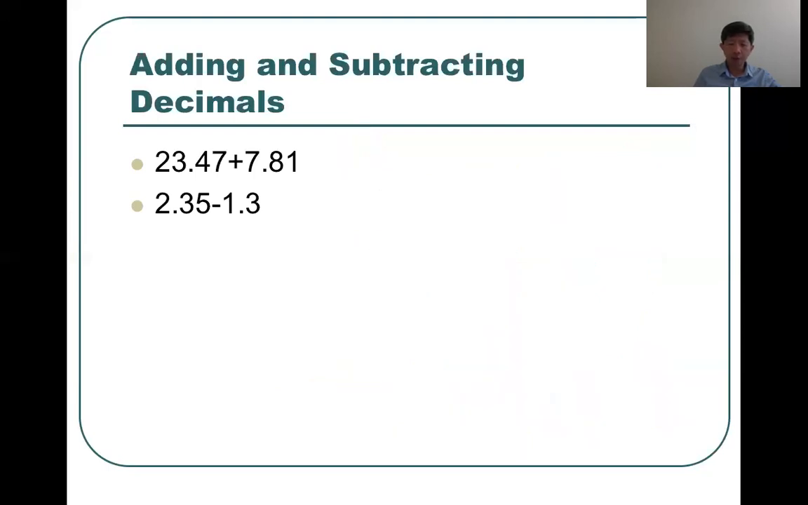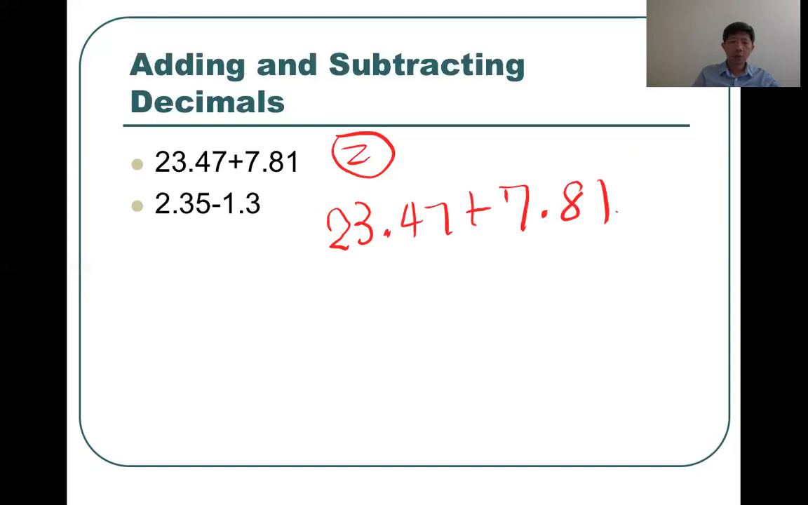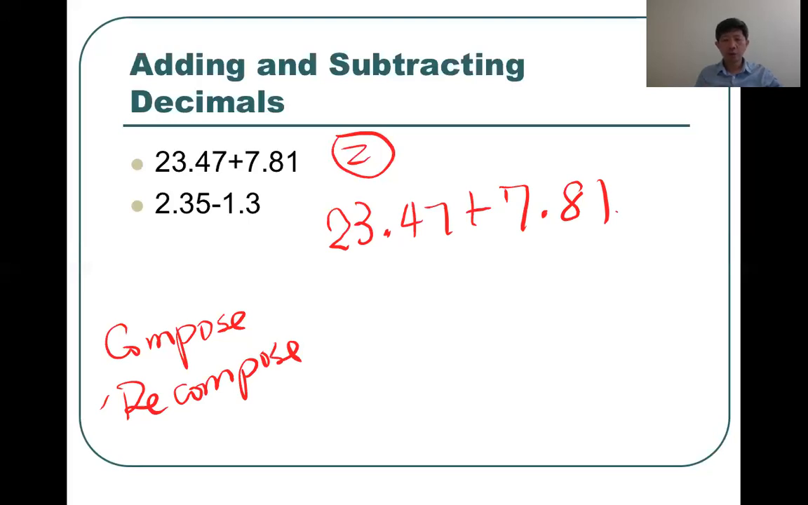Now what about, do we have another way we can do? Yes, we can do another way for quick learners, okay? Now for quick learners, what we can do is called compose and decompose. This is called the compose and decompose method.